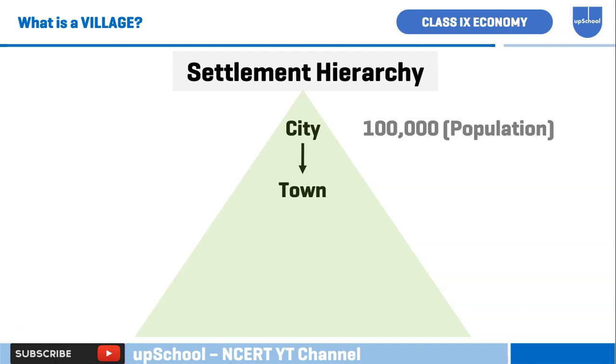Next are towns. Towns are slightly less developed than cities, and they have a population of at least 25,000 people. Next are villages. Villages have at least a 3,000 population, and villages are mainly rural areas. There are many lands, there are fewer buildings, and they're just slightly underdeveloped and backward.